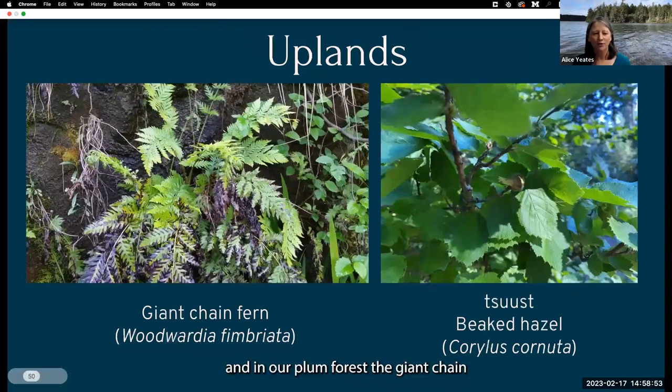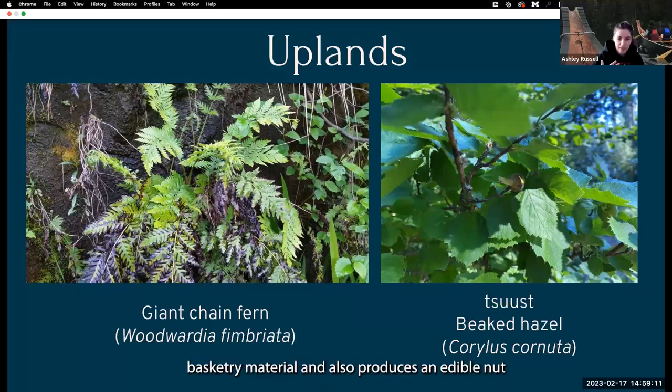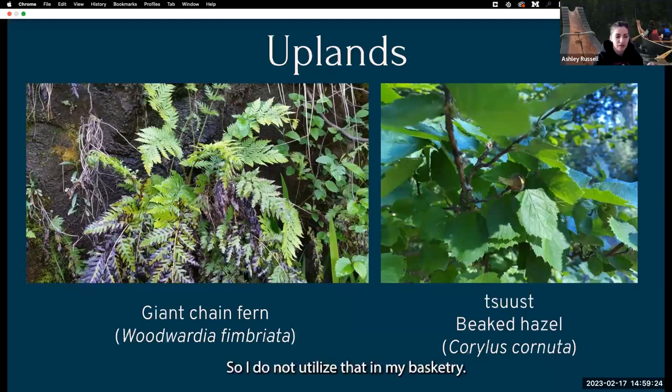Next slide. And in our upland forest, the giant chain fern and the beaked hazel. So giant chain fern, that name was lost in the language, but beaked hazel, it's suits, and that was a very important basketry material, and also produces an edible nut. And it's important to note that the filberts in agricultural production are weaker than the native plant, so I do not utilize that in my basketry. I've tried, and for some reason, it's weaker.